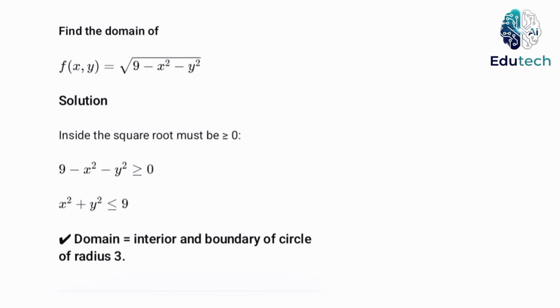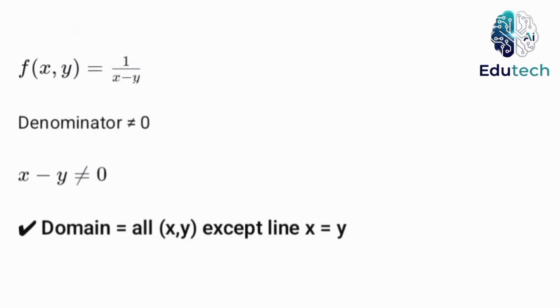So we can move on to the next question. f(x,y) = 1 by (x − y). Denominator is not equal to 0. So x minus y is not equal to 0. So the domain is all (x,y) except the line x is equal to y. So we can move on to the next question.